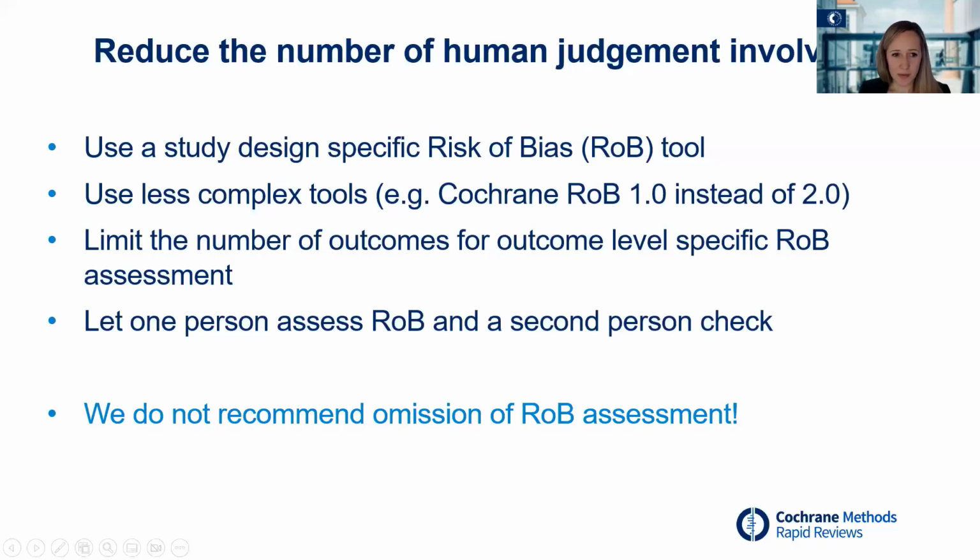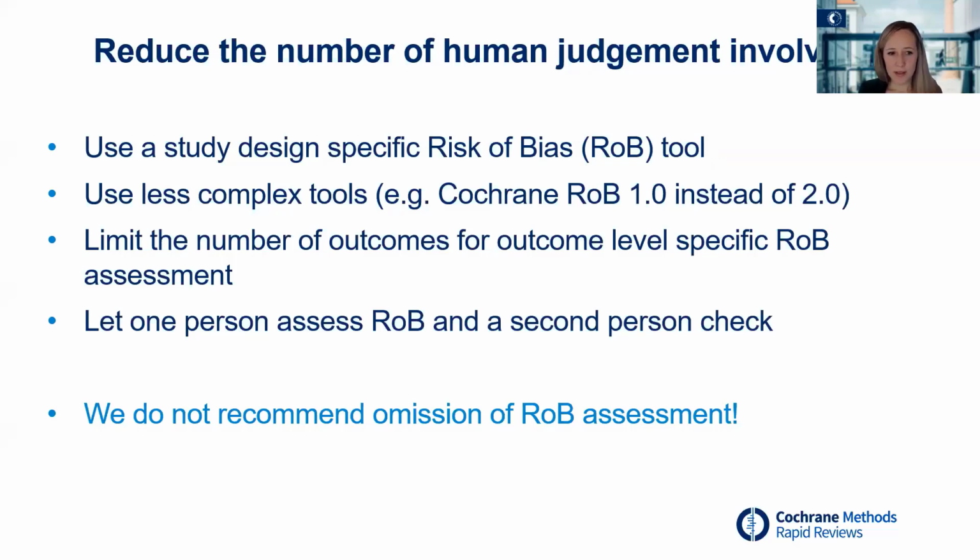You could limit the number of outcomes for outcome level specific risk of bias assessment, and like in the other steps, you can let one person assess the risk of bias and the second person check the risk of bias assessment, instead of having two people doing this independently.